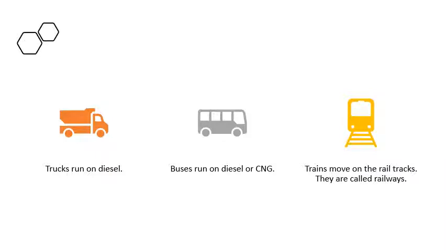Trains move on the rail tracks. They are called railways. Everyone must have seen the railway track. The trains move on the railway tracks and they are called railways.